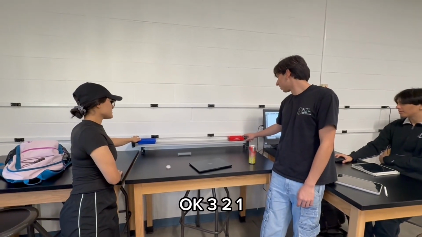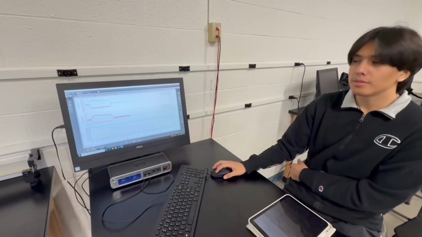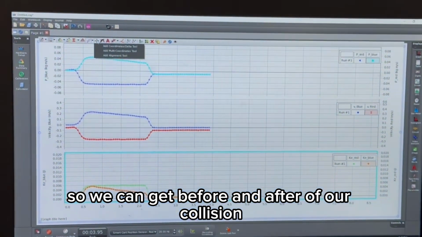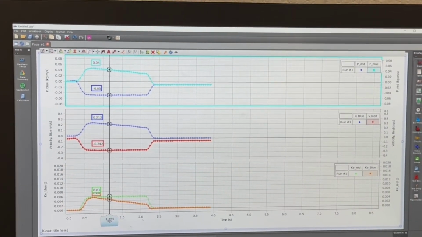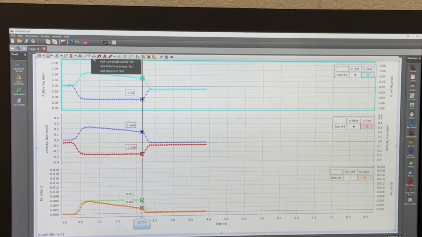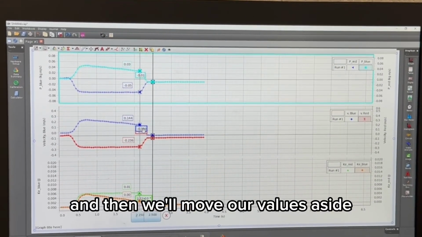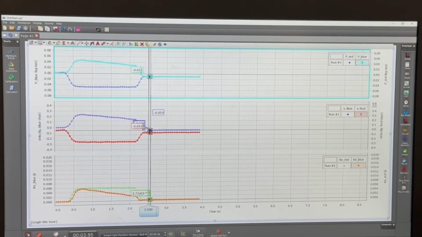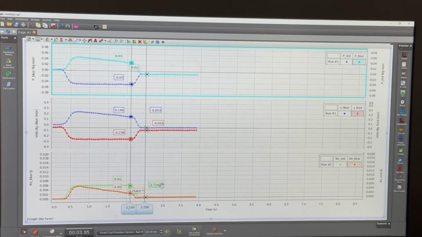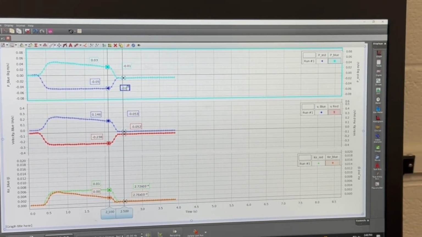Okay, 3, 2, 1. So we're gonna go ahead and select the multi-coordinates so we can get before and after of our collision. So we'll click this, move it to before the collision, and then we'll select another one and move it after the collision. And then we'll move our values aside so that way we can actually read them. And now we have our values.